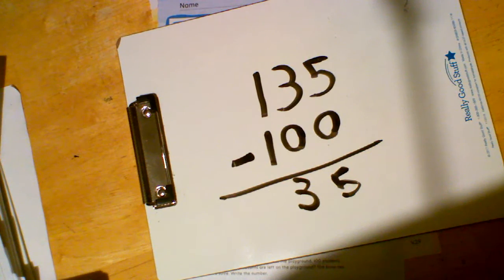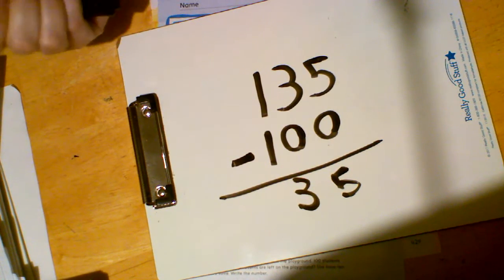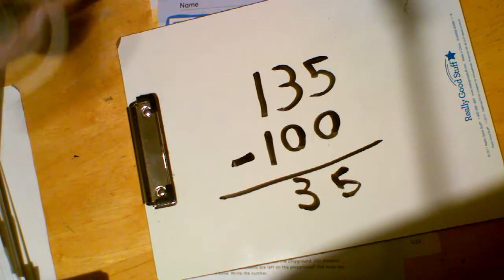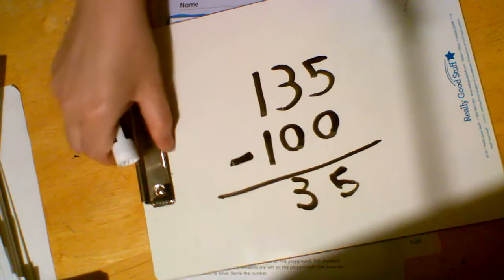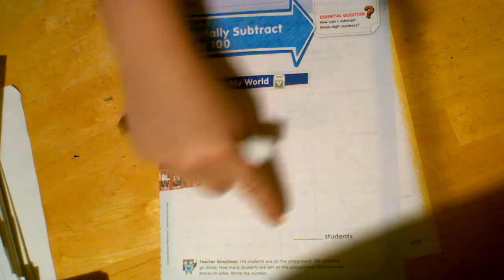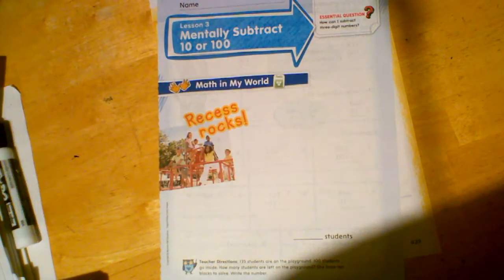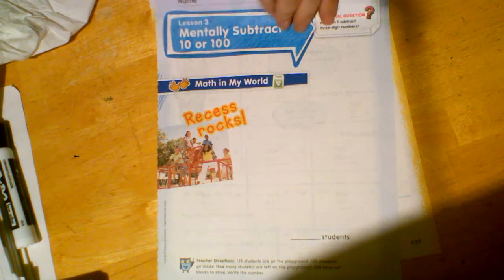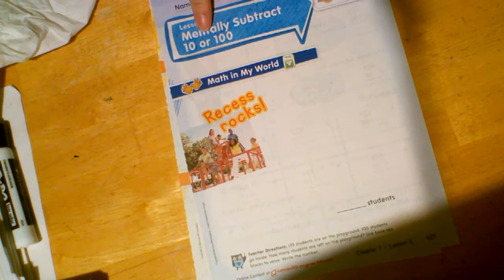All right. So if we had 135 students on the playground, 100 went inside, that means we are left with 35 students on the playground. So 35 students is what you should have there. Could you have done this in your head? Possibly. And that's the idea. That's why it says mental math here.